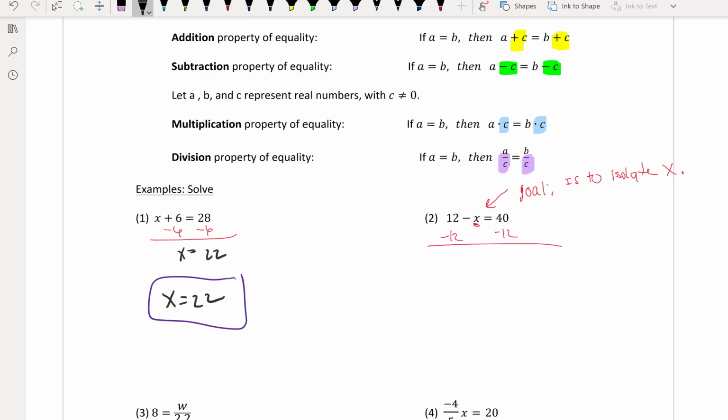So when I subtract by 12, I'm going to have that negative x is equal to, and now I have 40 minus 12, which is 28. So if I divide by a negative on both sides, then I'm going to have that x is equal to a negative 28. So my answer is x is equal to a negative 28.